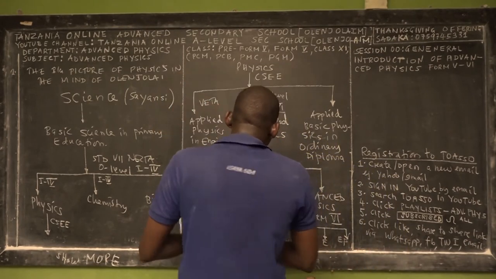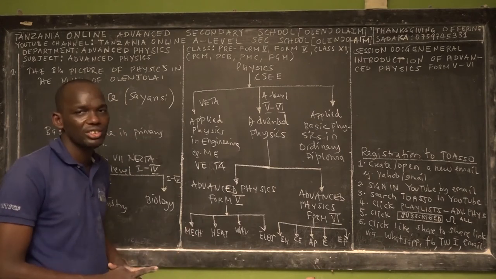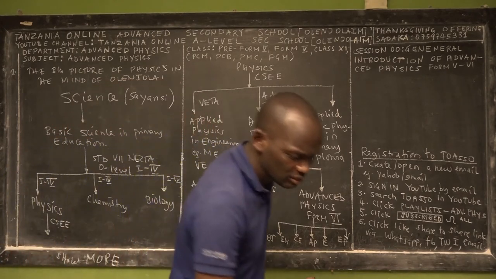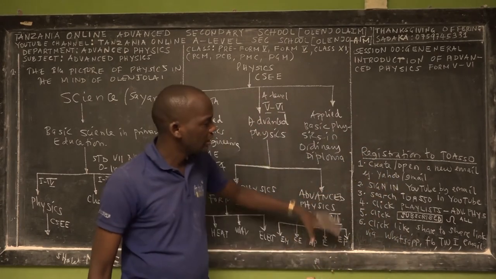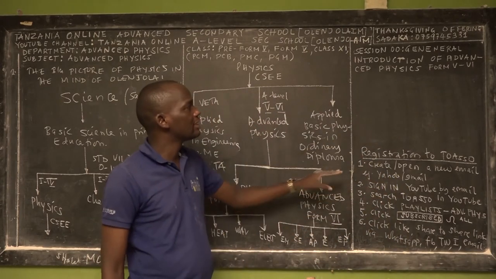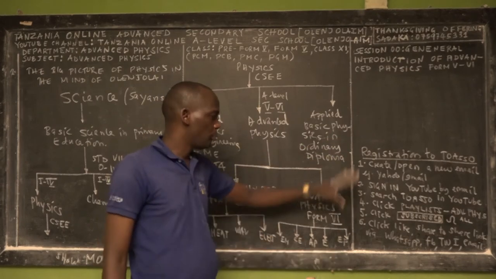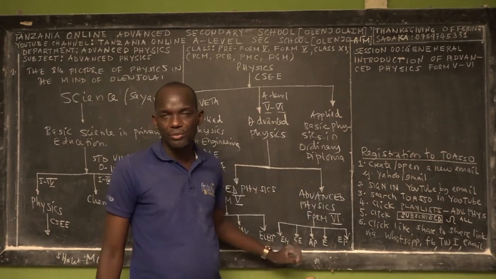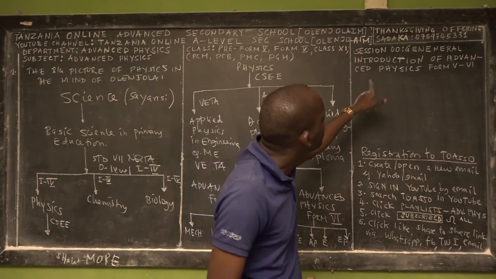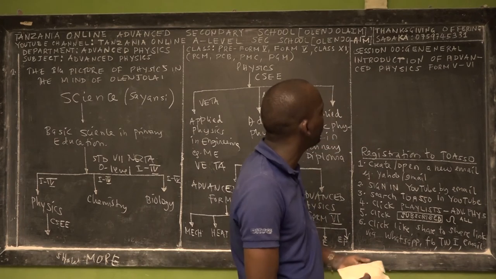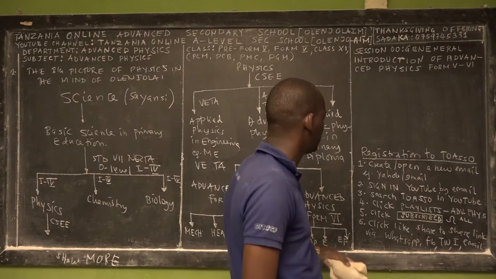Okay. So it means that all the 200 videos will be talking about these 9 topics of form 5 and form 6 of advanced physics. Please, I want to clean this part of the blackboard. I ask you to make sure that you copy these instructions. Pause the video and then copy. Thank you. Okay. Remember, this is session 00, general introduction of form 5 and form 6 of advanced physics.